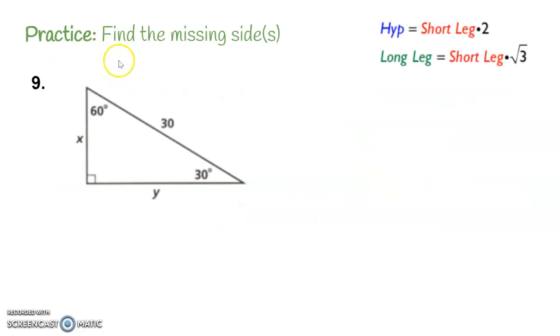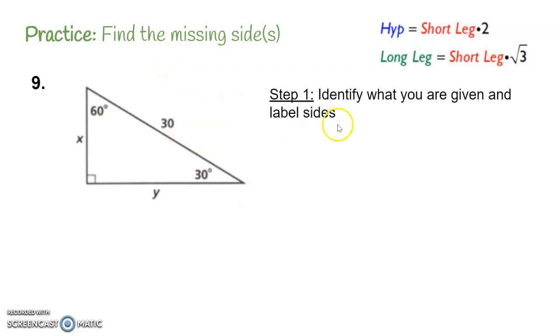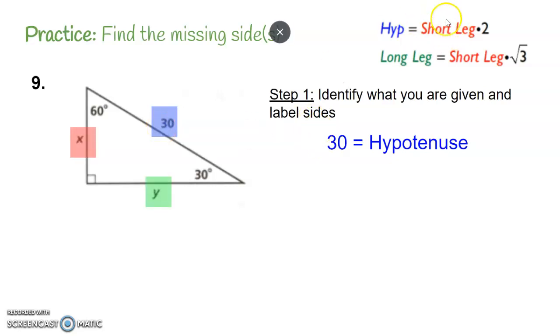Just like we did before, we're going to want to identify which each of the sides are and what we are given. I know that across from my right angle is always going to be my hypotenuse. Before I even jump into my formulas, I personally like to label all of the other sides with what they are also. So across from the 30 is going to be my short leg. Up here in my formulas, I color-coded those red. That's why here also. Across from my 60 is going to be my long leg.